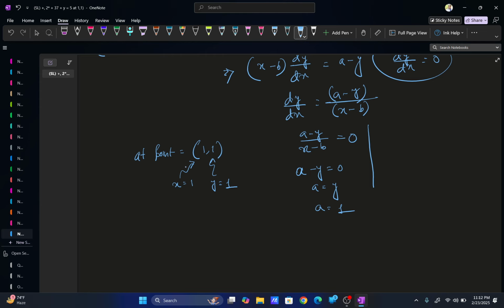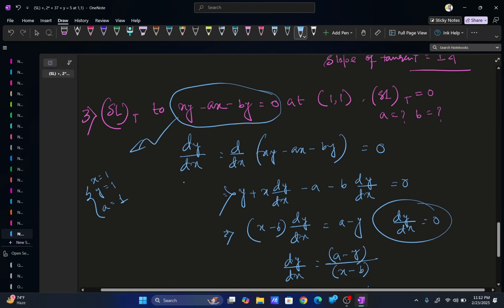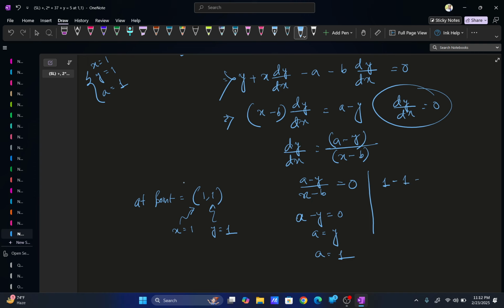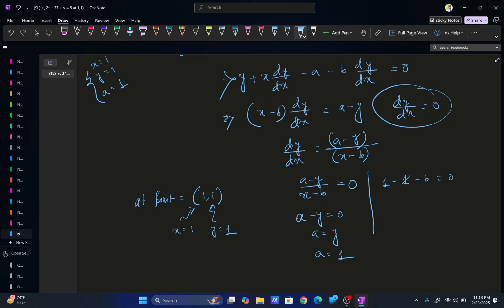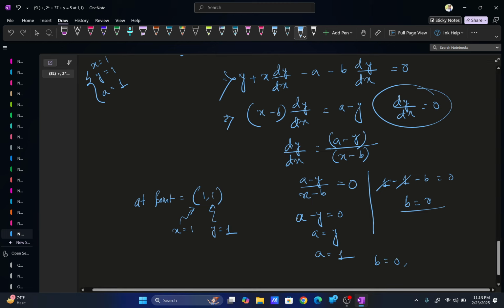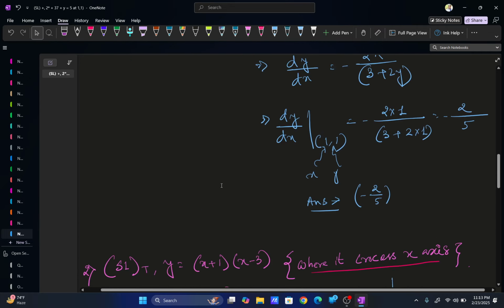What is the main equation? 1 minus 1 minus b equals 0. So actually b equals 0. So what is our answer? b equals 0 and a equals 1. This is a very simple question.